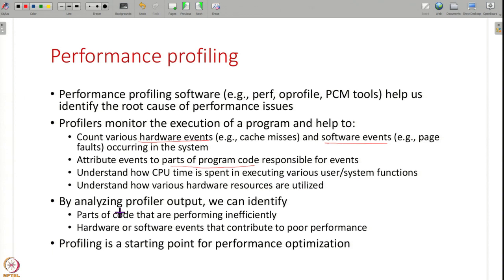So, from this profiler output, you will be able to identify which parts of the code are performing inefficiently, and what hardware and software events are happening that contribute to poor performance. Is it poor cache performance, is it page faults, what is the issue, which part of the code is causing that issue. So, once you do this analysis, then you can go about optimizing your system.